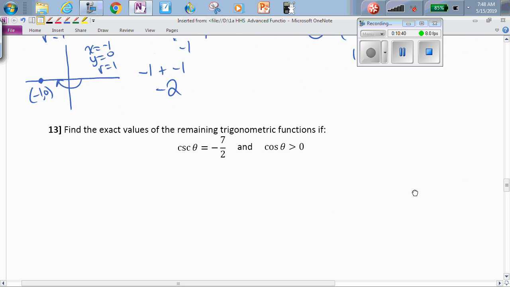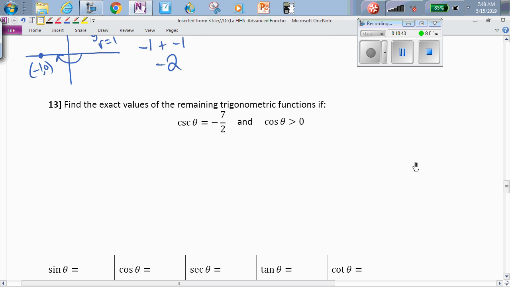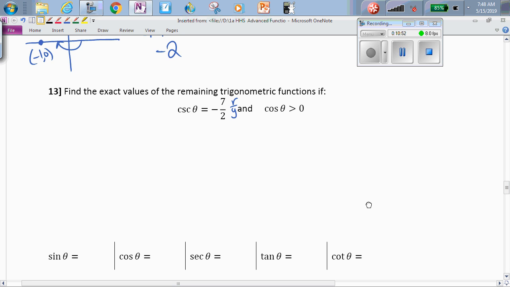Okay, last question. So find the exact values of the remaining trig functions given cosecant. So cosecant is the reciprocal of sine, so it's r over y for that one. And I've got to figure out which quadrant this is in. So this is negative, so cosecant is less than 0. And this is to do with sine. So remember, all star trig class. So if sine is negative, sine is going to be negative here and here. And then we're going to do cosine, cosine being positive. Well, cosine is positive here and here. So they overlap in quadrant 4. So that's where we're going to put our information.